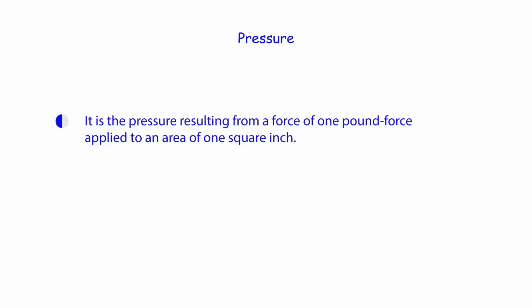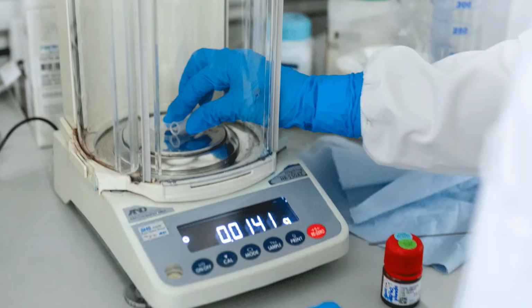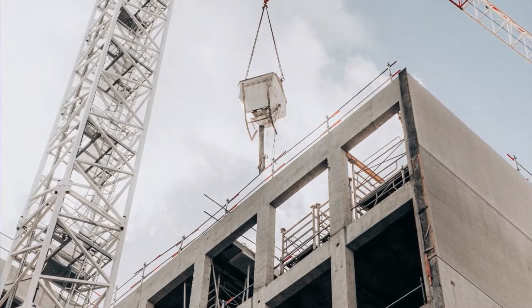It is the pressure resulting from a force of 1 pound force applied to an area of 1 square inch. In SI units, 1 PSI is approximately equivalent to 6,895 pascal. If you are in the US, working in science, engineering, or in the construction field, you will definitely use PSI.